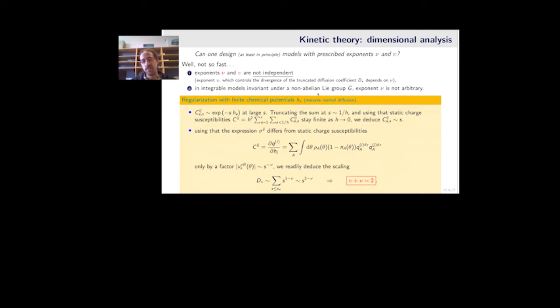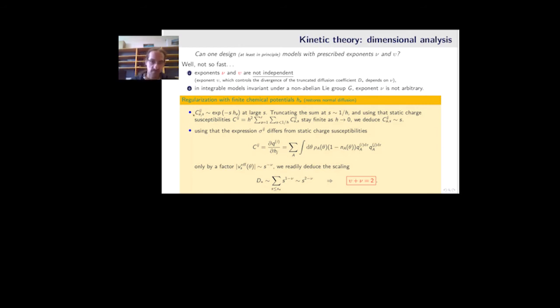And one way to see this is, of course, to really take the particular data that you get for these classes of integrable models, and you will see already at that level that this exponent nu cannot be arbitrary. In fact, it needs to be an integer. But let's not try to incorporate that information yet. So what you can do at this stage is introduce another regularization, and this time by introducing back chemical potentials. As I said before, this will immediately restore normal diffusion. But this happens in a very particular way.